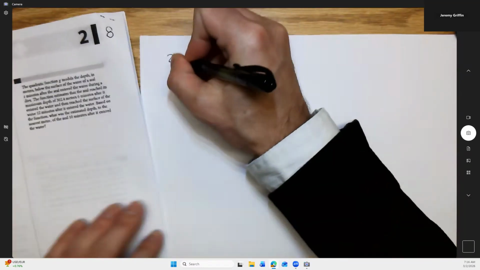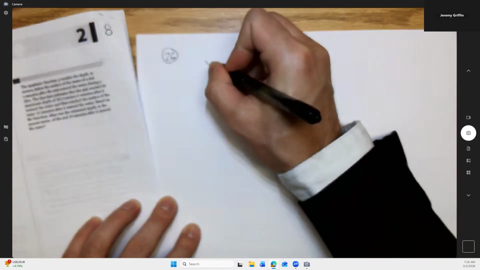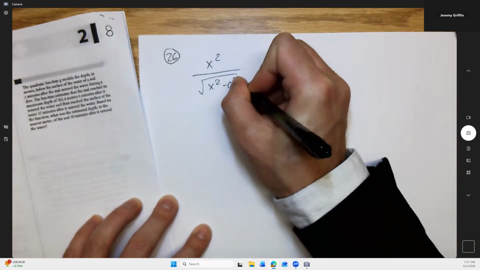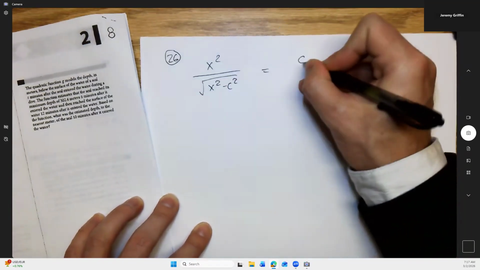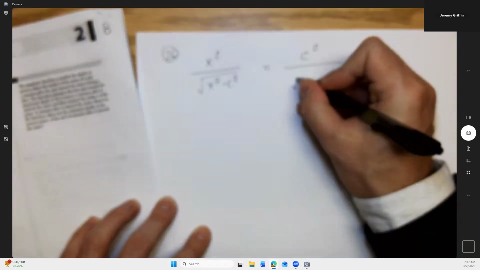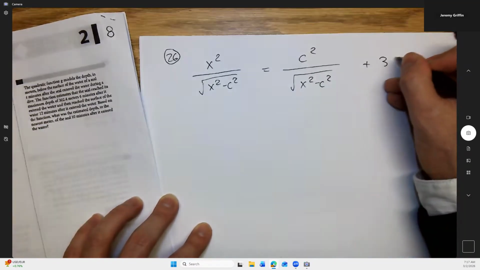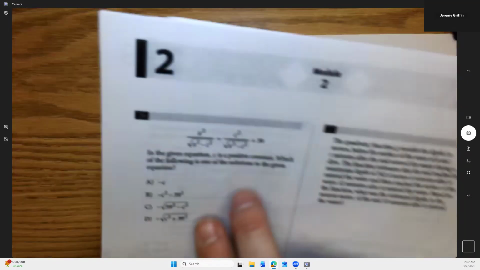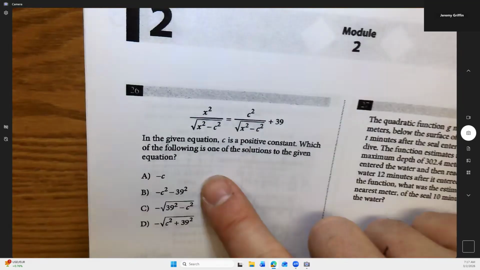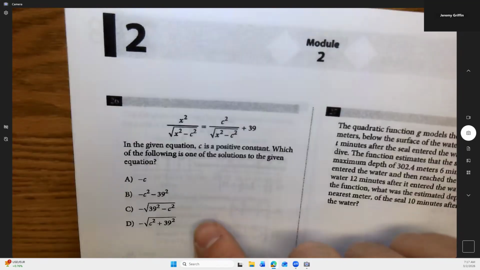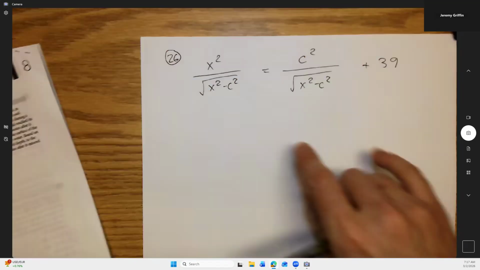Ooh, yeah, this one. Okay, we've got x squared over the square root of x squared minus c squared equals c squared over the square root of x squared minus c squared, and then the whole thing plus 39. And it says, what's one of the solutions to the equation? If you look at their multiple choice answers, they're all in terms of c, right? So I think it's implied x equals something, like we're solving for x.